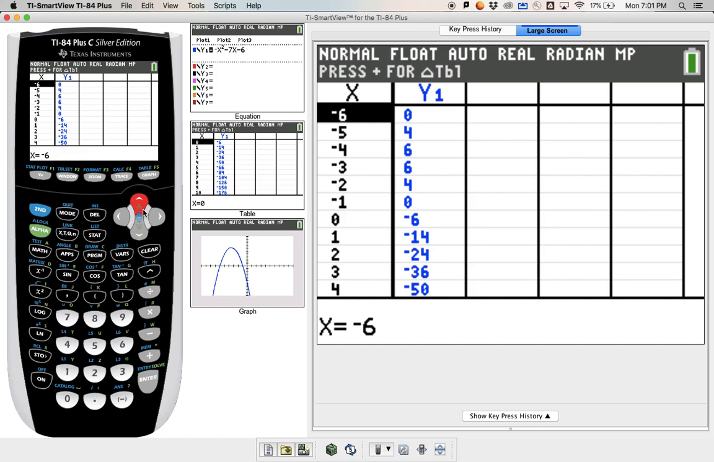Okay, good. So actually bear with me. I'm going to copy a few points over here, or you can skip ahead until I'm done with this. So -6, 0, -5, 4. What do we have here? -4, 6. So I guess this will come off our graph here.